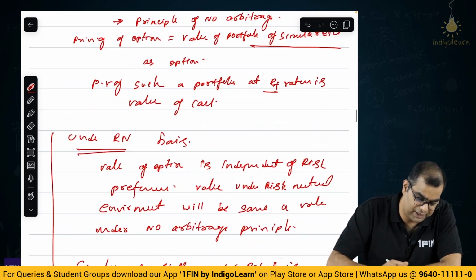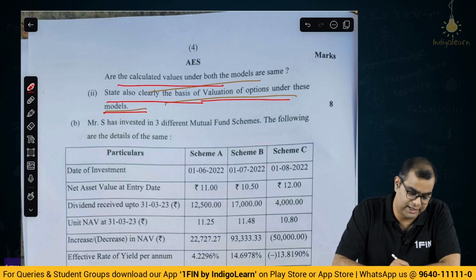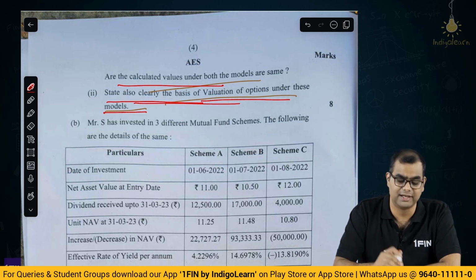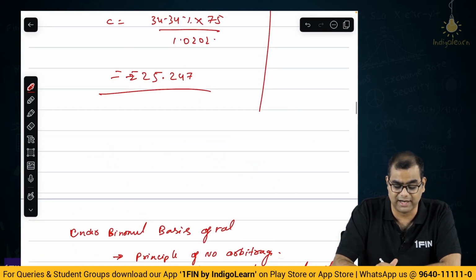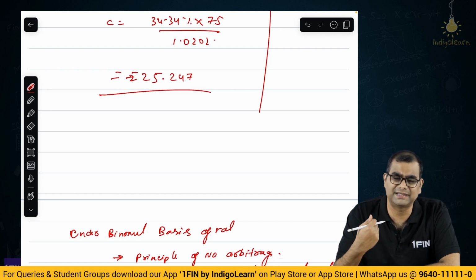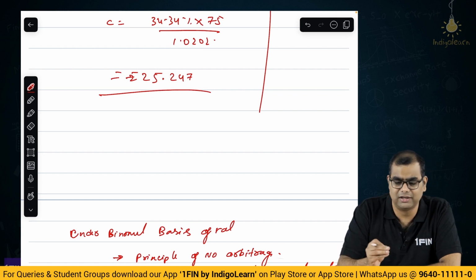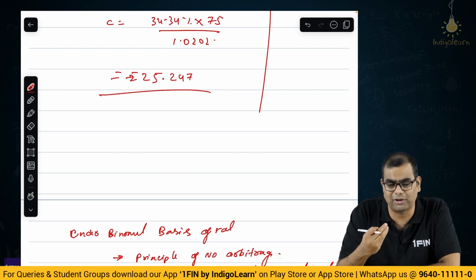Okay. And what is the other part of the question? Is there any other part of the question that is left out? Are the calculated values both under the same model? Yes, they both are same, and state clearly the basis we have answered. Now, this is what I think you should answer. Ideally, ICAI should give marks. What has happened for a lot of people, they have given marks random. I think probably the evaluators did not understand, or probably the evaluation key, whatever was given, was probably confused.